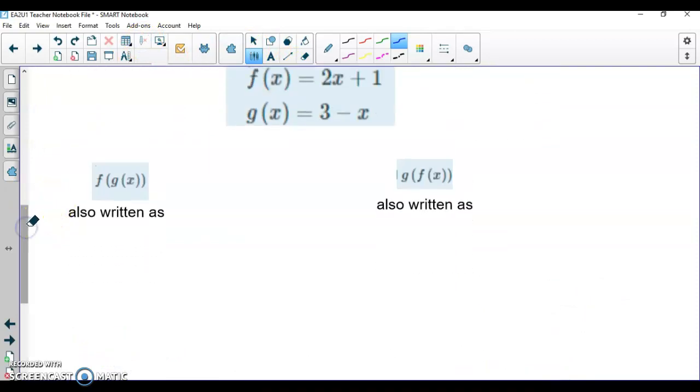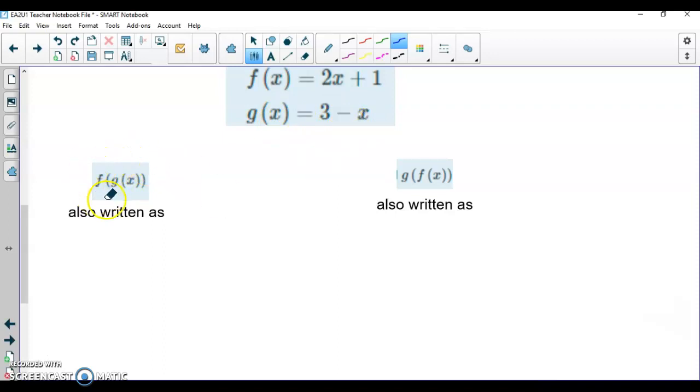So go ahead and write these functions down, set your paper up, and then we will get into the actual math. So pause it now, write these down. Hopefully you have. First, we have f of x equals 2x plus 1. And then we have g of x equals 3 minus x.